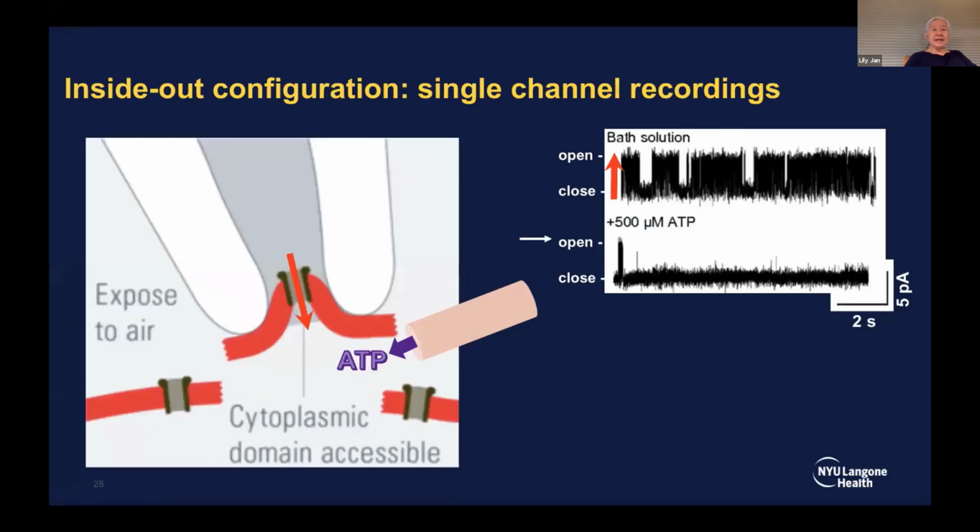In this example of inside-out recording of an ATP-sensitive potassium channel, we can see the channel activity. Applying ATP to the cytoplasmic side of the channel will inhibit the channel, and so we now see very little activity.